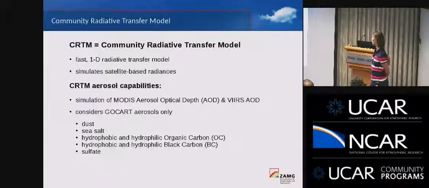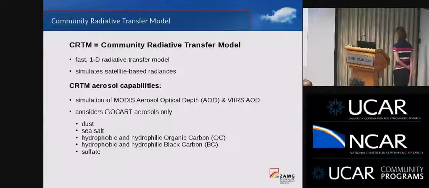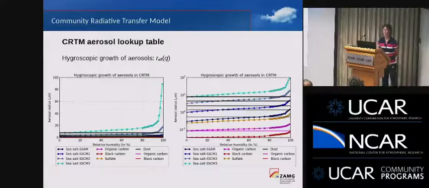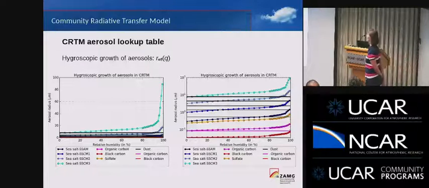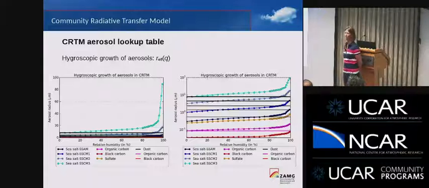CRTM currently only considers GOCART aerosols, which means dust, sea salt, organic carbon, black carbon, and sulfur. So these are the only aerosols that can currently be modeled using the CRTM. So what does the CRTM do? The CRTM mainly uses an aerosol lookup table, which has all the information about aerosol properties of these GOCART variables.